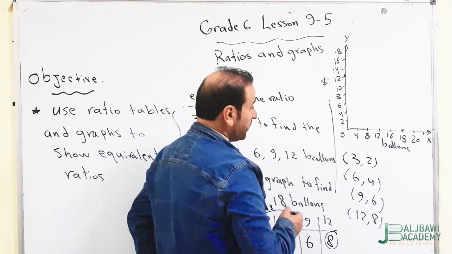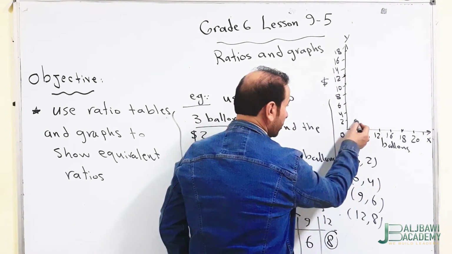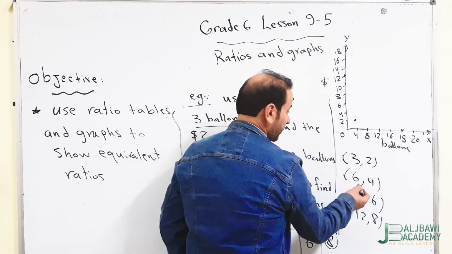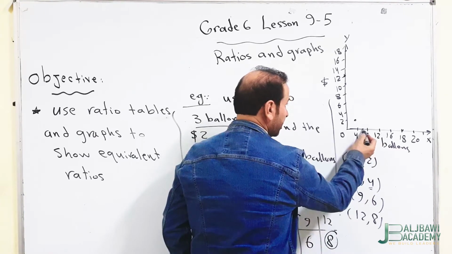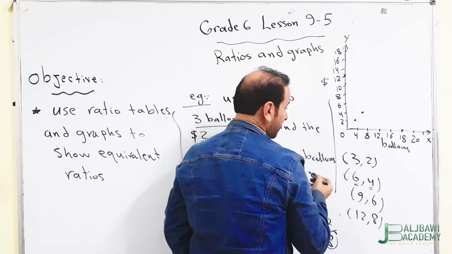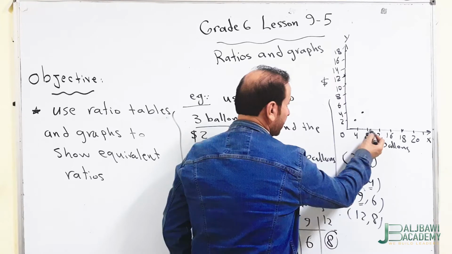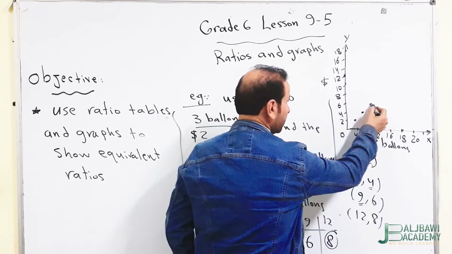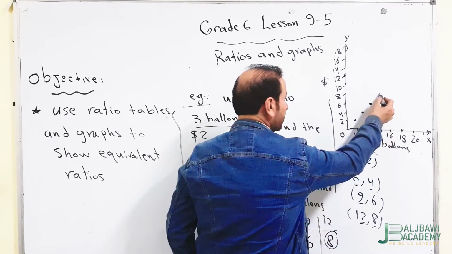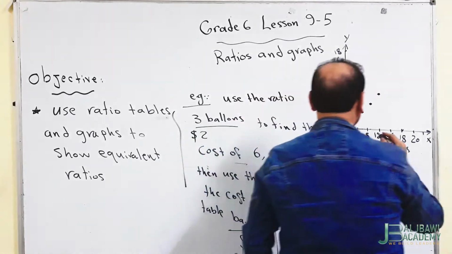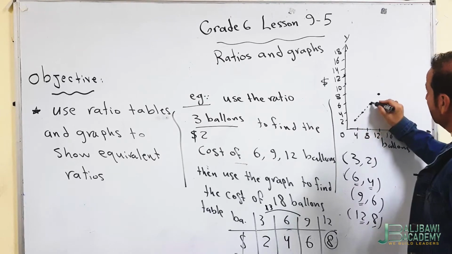Now for 3 balloons I need $2, or the cost is $2. For 6 balloons the cost is $4. Let me say here 6, the cost is $4. And 9 balloons, I need $6 here. And 12 balloons, $8. Now let me connect these points with a dashed line.